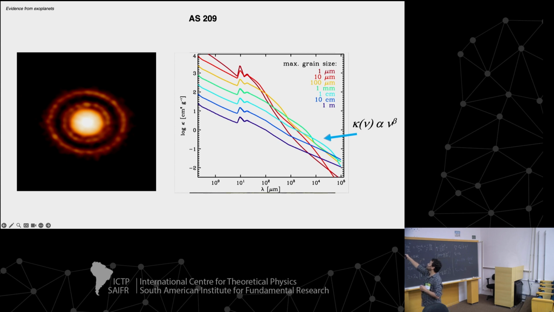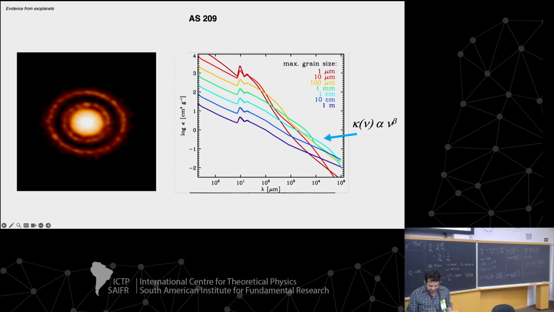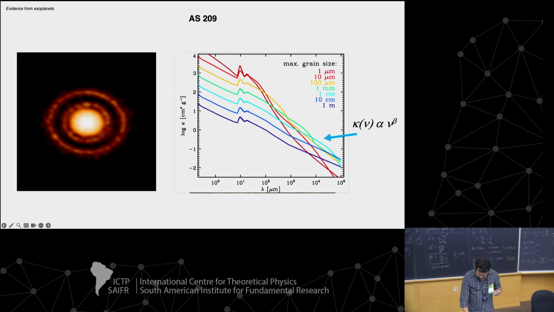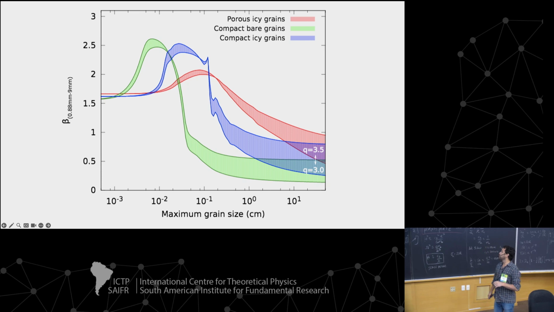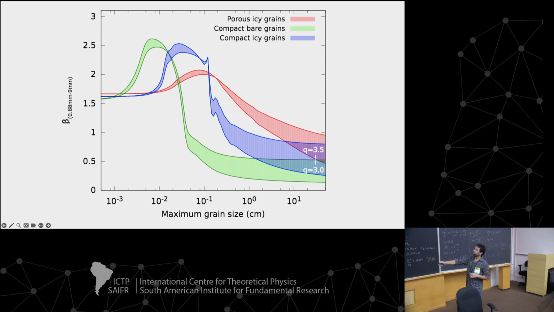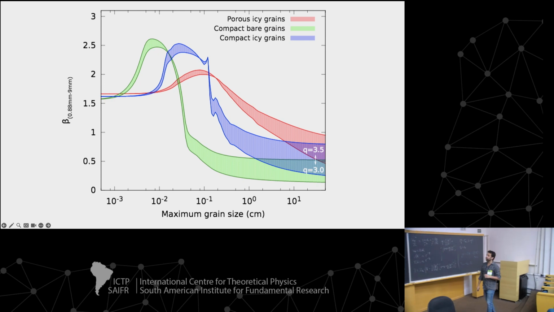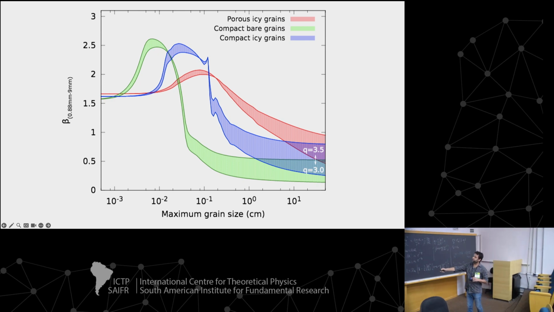This is what you see here. The opacity depends on the frequency to the power of beta. This beta then gives you the maximum grain size. So this is the distribution of maximum grain size in the disk versus this spectral index beta. For the ISM, so for very small grains, this beta will be about 1.5. And as the dust grows, it will change. It is not monotonic. It can go up and it can go down, and it can also change depending on what kind of dust grain you have. But the message here is that the spectral index will change as the dust grows, and we can measure that.